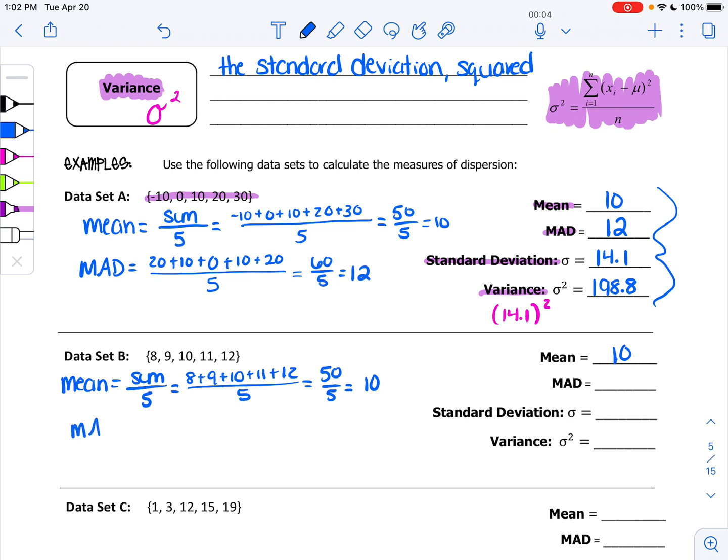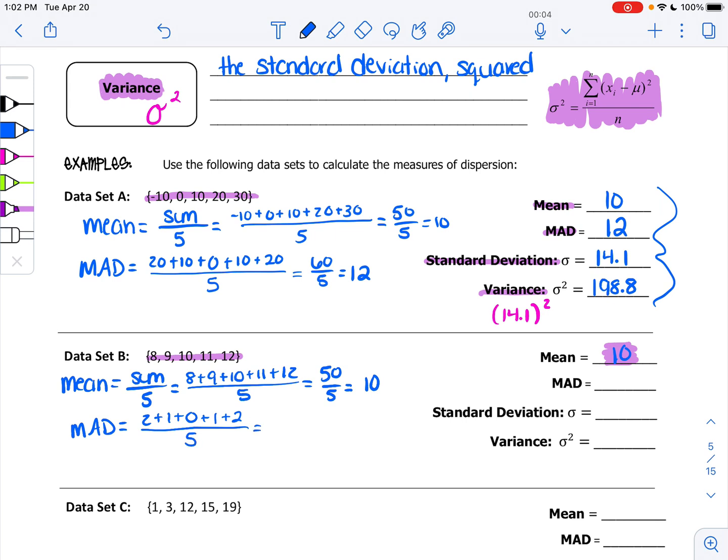Next, to calculate our MAD, we're going to use our original values, 8, 9, 10, 11, and 12, and compare them to our mean of 10. We're finding that distance, and remember, distance is always positive. So on a number line, the distance from 8 to 10 is 2 units, plus the distance from 9 to 10 is 1. The distance from 10 to 10 is 0. The distance from 11 to 10 is 1, and the distance from 12 to 10 is 2, divided by our total number of 5.